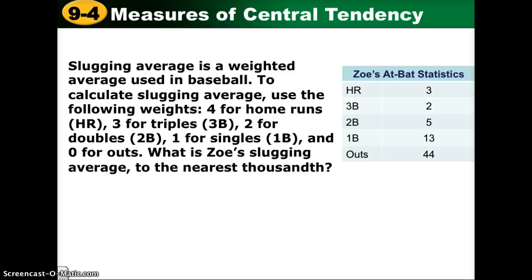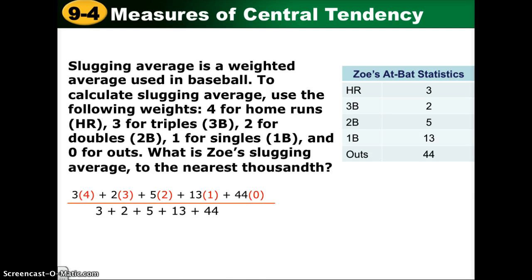So we take how many of each category Zoe got and we multiply by the number of points it's worth. So she had 3 home runs, which is worth 4 points each. She had 2 triples, which is worth 3 points each. 5 doubles, worth 2 points, 13 singles, worth 1 point, and 44 outs, worth 0. We still include the 44 because that's going to be part of our total when we're dividing.